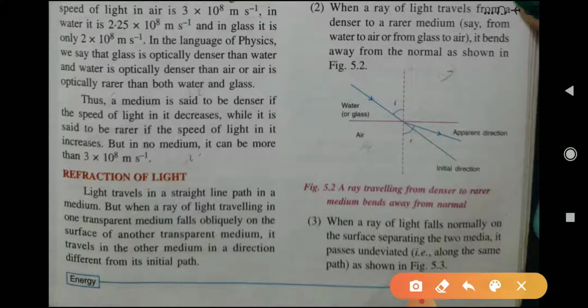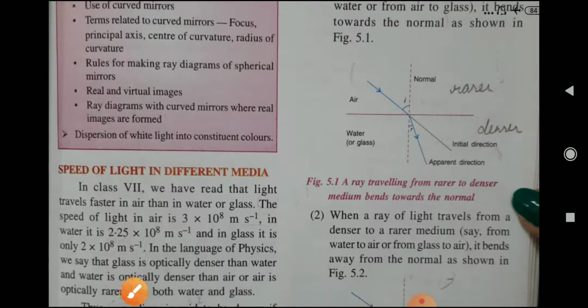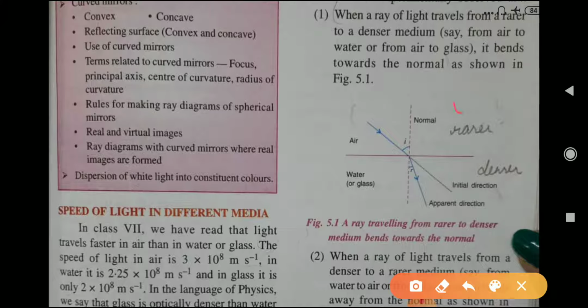Means when light travels from one transparent medium to another transparent medium, suppose this transparent medium is air and this is glass or water, it travels in the other medium in a different direction from its original path. Suppose you can see in this diagram, light is traveling from air to water. Air is the rarer medium and water is the denser medium. So when the ray of light travels from air to water, it slightly bends, means it deflects from its original path.